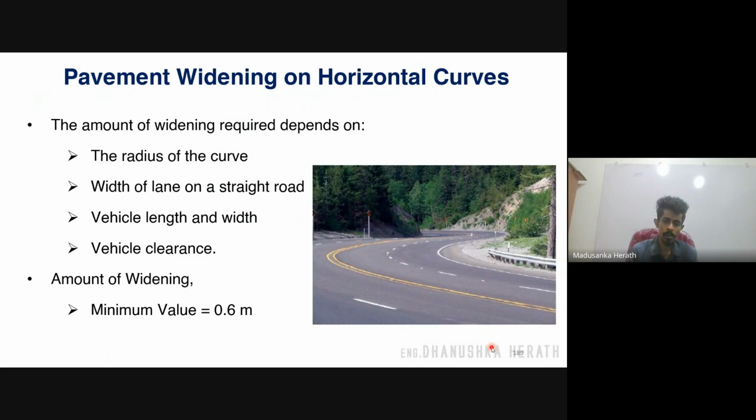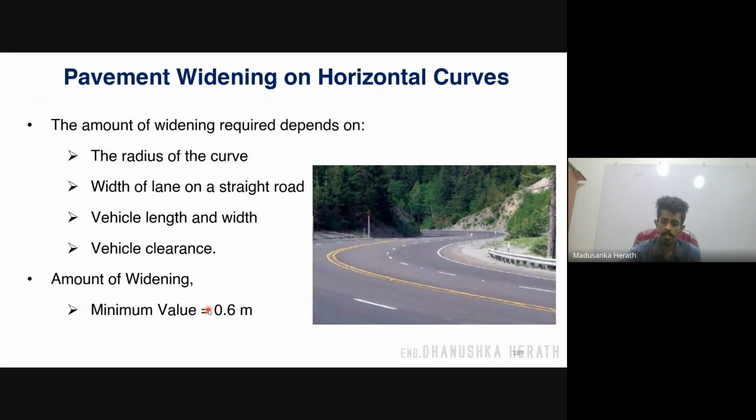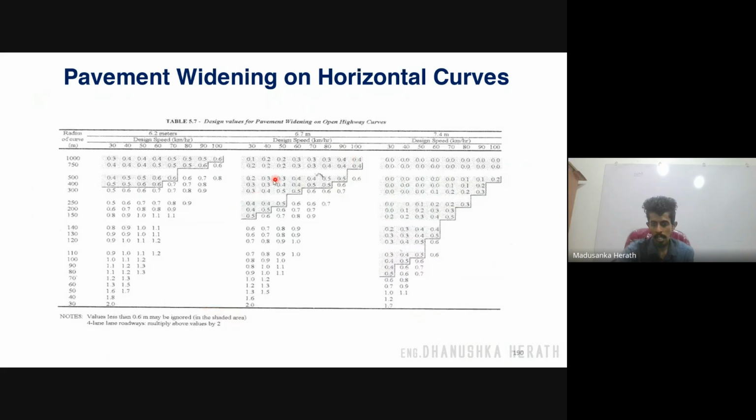Right, then the minimum widening is 0.6 meters. Right, we have this chart in the design guide. So from this chart we can calculate the amount of extra widening. So here you can see there is a margin here, but as I told, the minimum value of extra widening is 0.6 meters. You can see that under this margin we have 0.3, 0.4 something like values, right? So those are less than the minimum, so we are not using those values. So in that case, if we are going for an extra widening, we have to at least provide 0.6 meters. So I will share this, right?